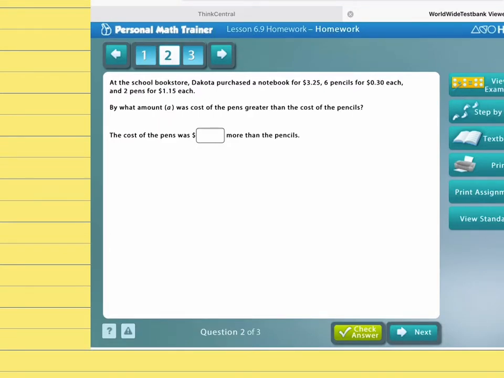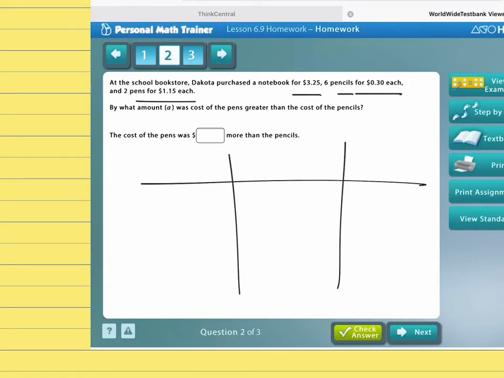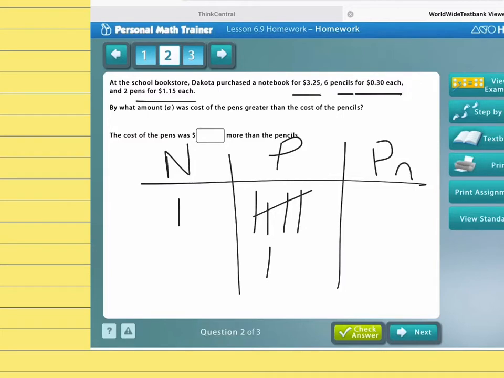At a school bookstore, Dakota purchased a notebook for $3.25, 6 pencils, 30 cents each, and 2 pens for $15. So what I'm going to do is make a table like I did on the similar problem before. I'm going to say, okay, how many notebooks do I have? 1 notebook, 1 tally mark. How many pencils do I have? 6 pencils, so 6 tally marks. And how many pens? So these are the pens here and 2 of those.